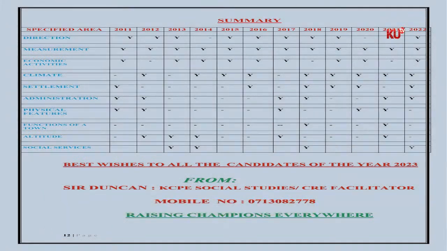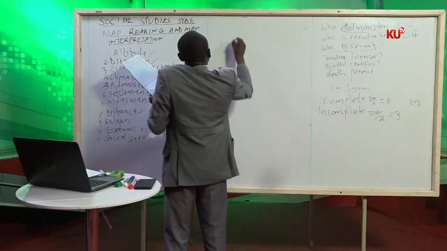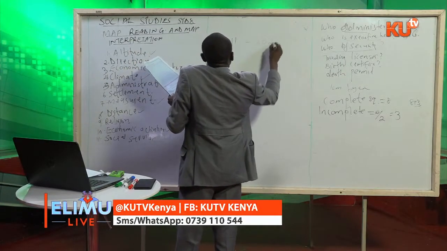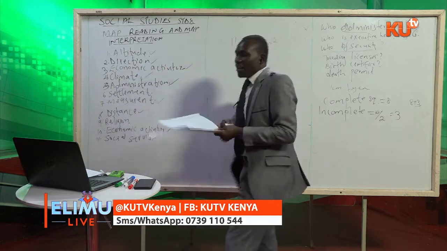Look at your screen. Where we have Y means yes, that question was set. Then where we have a dash, it means that year, no question came there. I want you to look at direction from 2011. Remember, we are looking from 2011. That is where we are based. From 2011 to 2022. That is where our analysis is coming from.